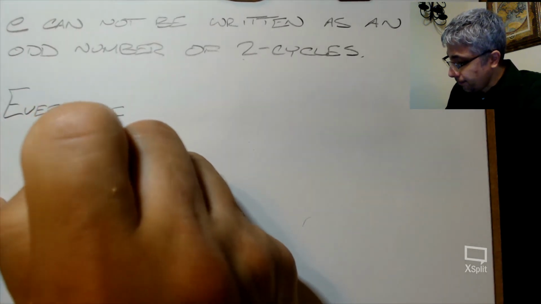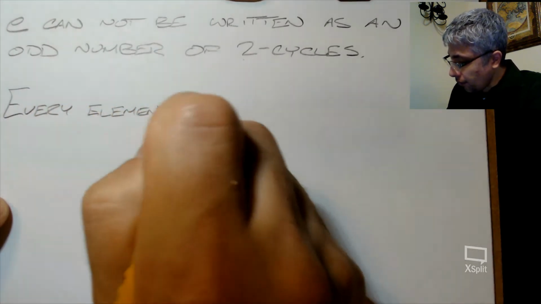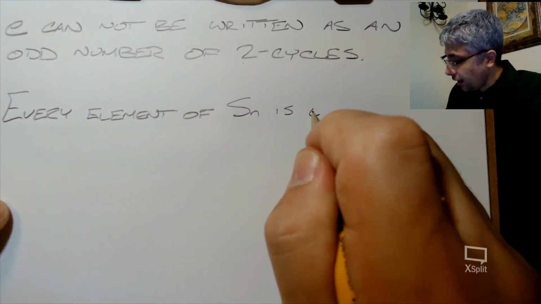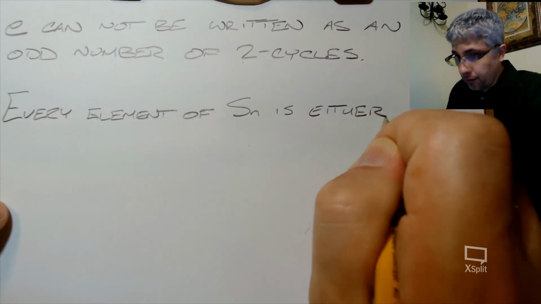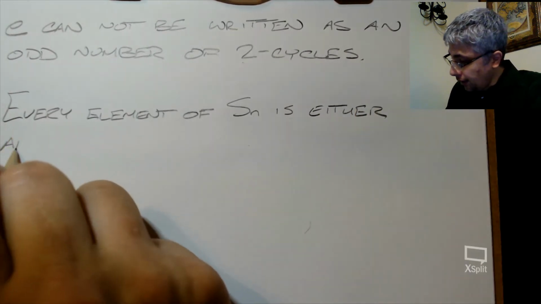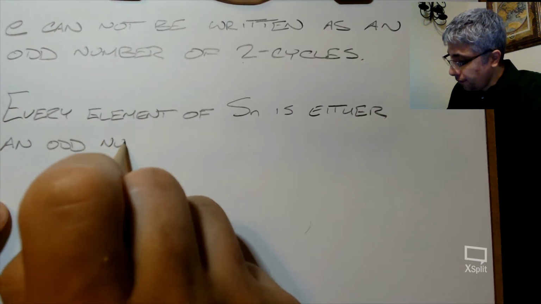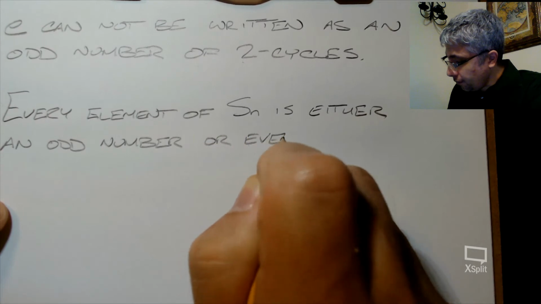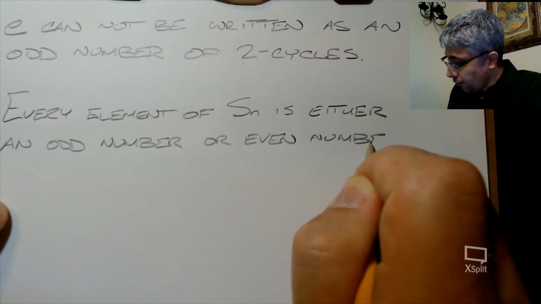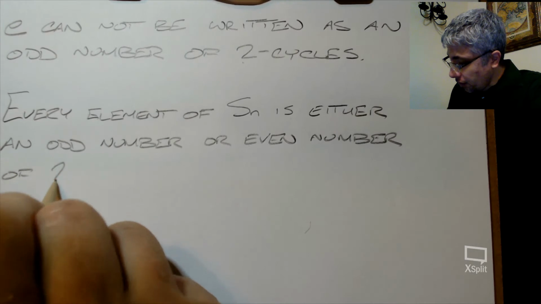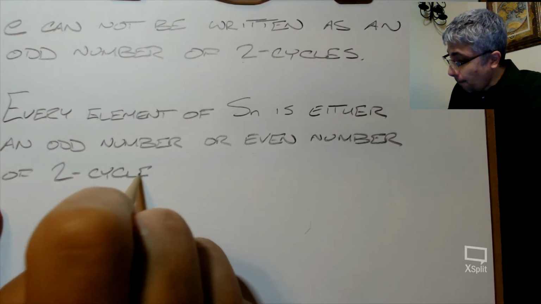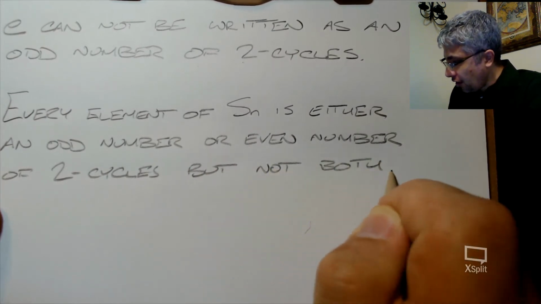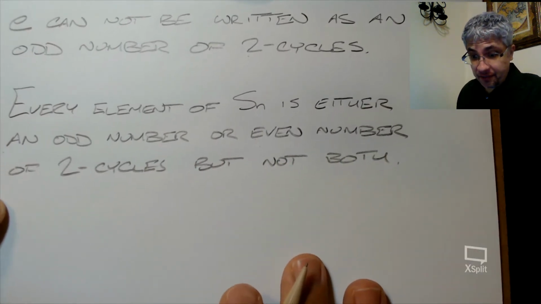element of Sn is either an odd number or even number of 2 cycles, but not both. Okay, there's 2 parts to this.